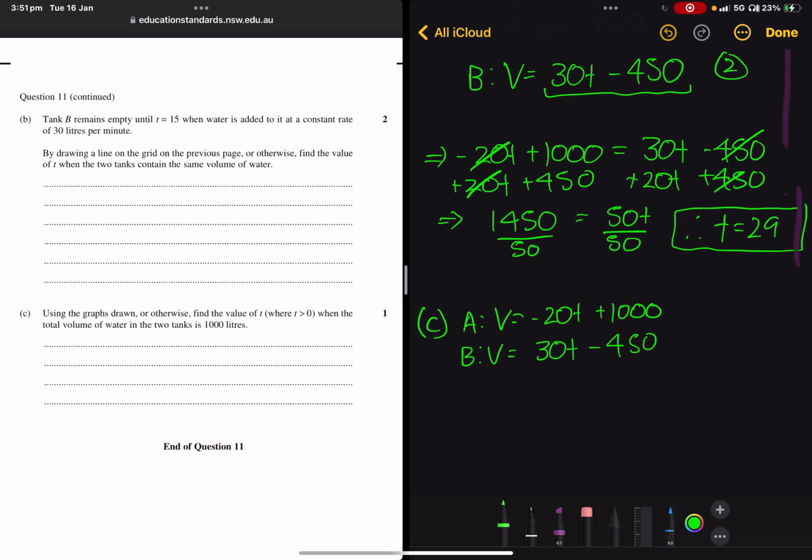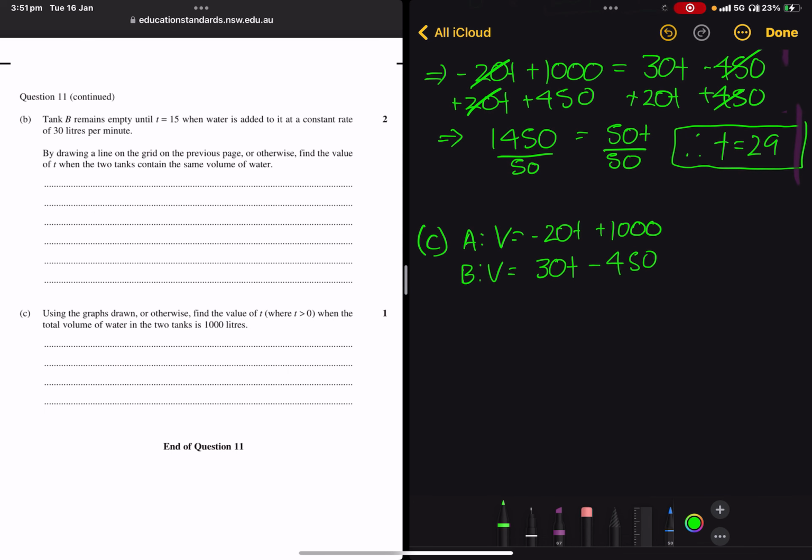Now notice the question says find the value of T when the total volume of water in the two tanks is 1000 litres. The wording innately suggests that there is one value. There could be multiple values, but the wording suggests that there's only going to be one case. It is not when T is 0, incidentally. A lot of students will say, oh, when T is 0, the first tank is 1000 litres. They have told us the condition is that T has to be greater than 0. So T is 0 is not the value in this case.